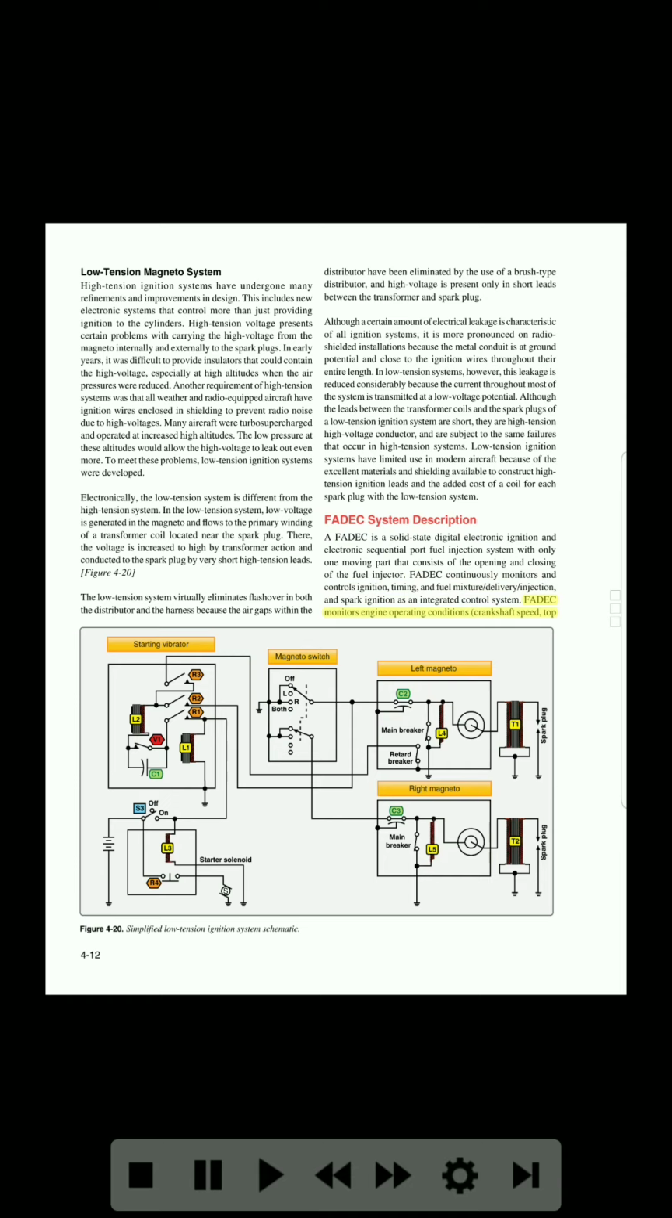FADEC monitors engine operating conditions, crankshaft speed, top, starting vibrator magneto switch left magneto, L2, R3, R2, R1, off, LR both, C2, T1, V1, L4, L1, main breaker, retard breaker, spark plug, C1, off S3, on, L3, right magneto, C3, main breaker, L5, starter solenoid, T2, spark plug, R4, S, figure 4-20. Simplified low-tension ignition system schematic, 4-12.